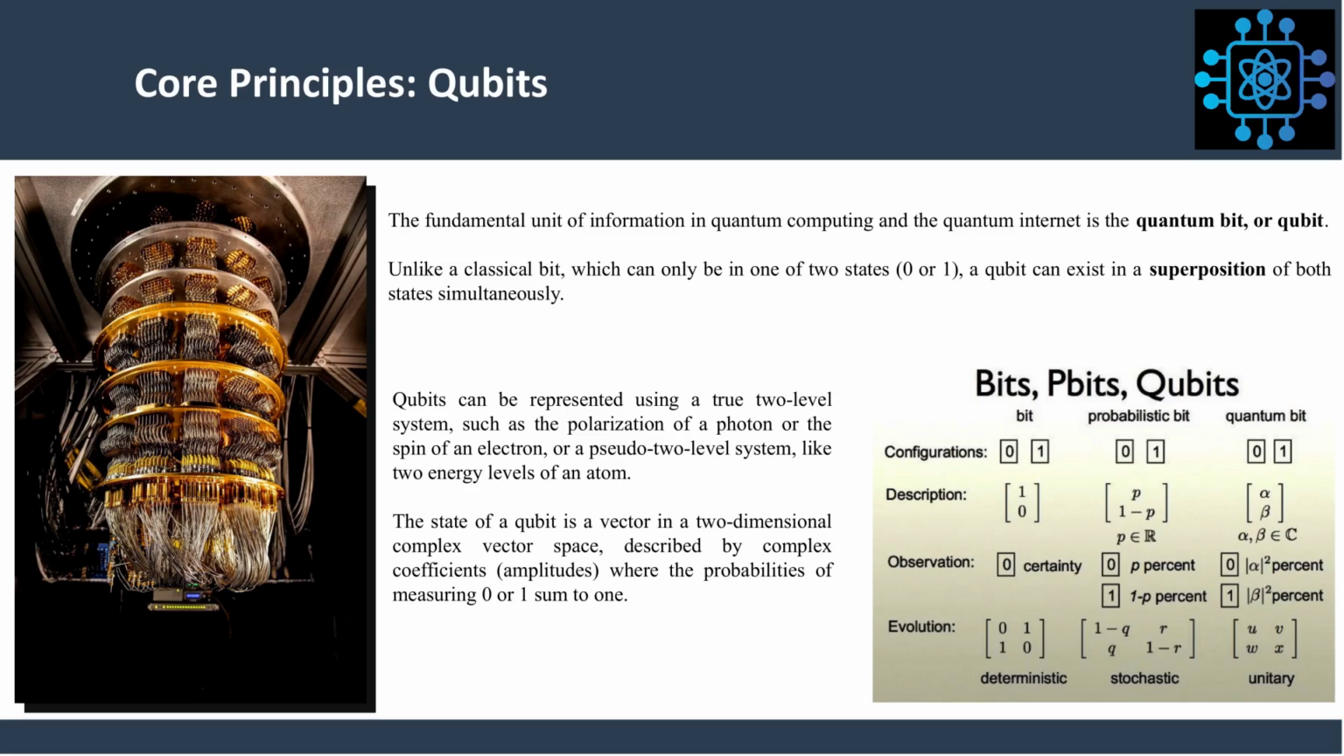Qubits, the core of quantum computing, differ from classical bits by existing in superposition, embodying both 0 and 1 states simultaneously. They are represented by true two-level systems, like photon polarization, or pseudo-two-level systems, such as atomic energy levels. Their state is a vector in a two-dimensional complex space, with probabilities summing to 1.